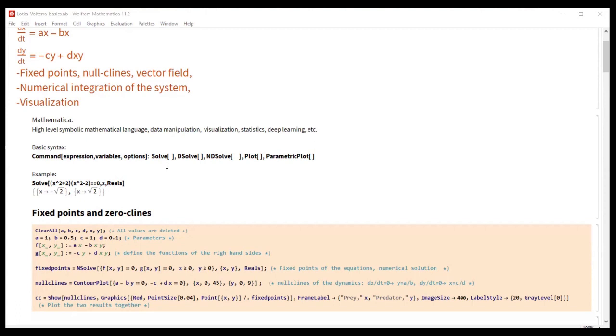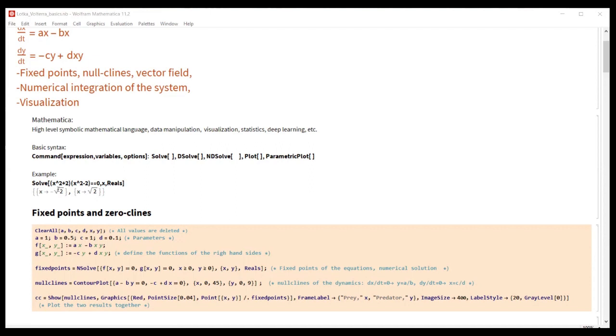For example, consider the Solve command. This can solve an algebraic equation. If you use DSolve, it is for a differential equation, giving the analytical solution. And if you consider NDSolve, you can see that the capital letters in the beginning of the command mean a series of algorithmic things: N is numerical, D is derivative, and Solve is to solve something. So NDSolve numerically solves a differential equation, and you have a lot of commands for visualization as well.